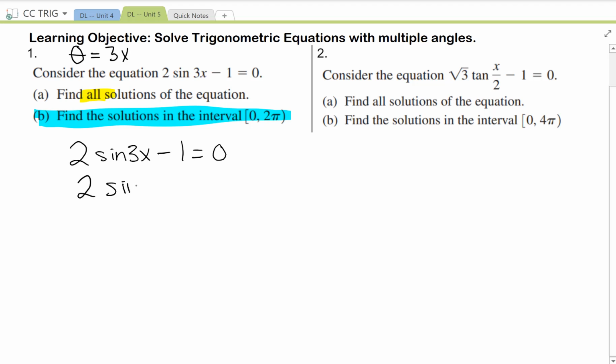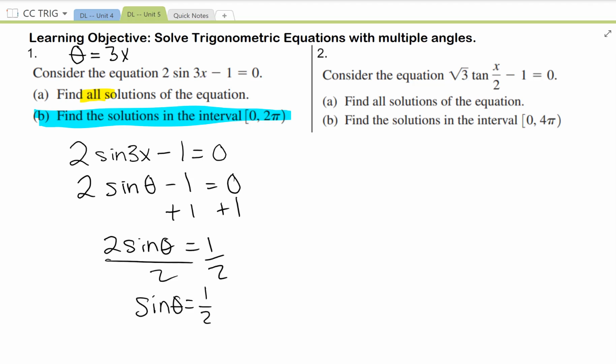2 sine theta minus 1 equals 0. Okay, do I remember how to solve this? I add 1 on both sides. I divide by 2. And I get sine theta equals 1/2.